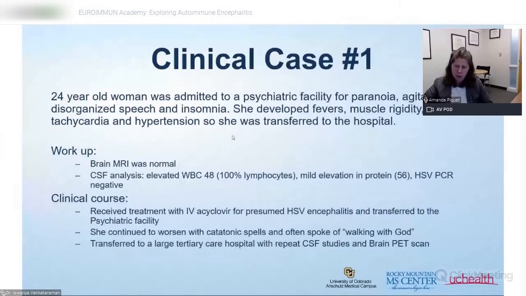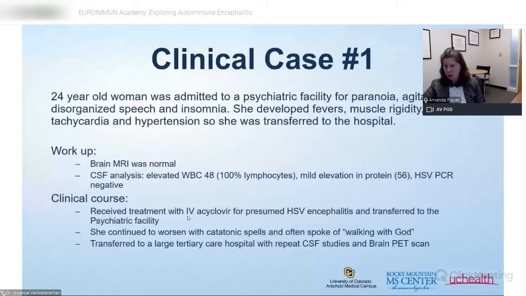She had further workup with a brain MRI, which was normal. She had a lumbar puncture with a CSF analysis that showed inflammatory CSF, specifically 48 white blood cells. She had a mild elevation in her protein in the spinal fluid, and she had infectious workup, which was largely unremarkable. Specifically, her HSV-PCR was negative. Despite negative infectious workup, it was thought that this was maybe herpes simplex virus or HSV encephalitis. She was treated with IV acyclovir and transferred back to the psychiatric facility.